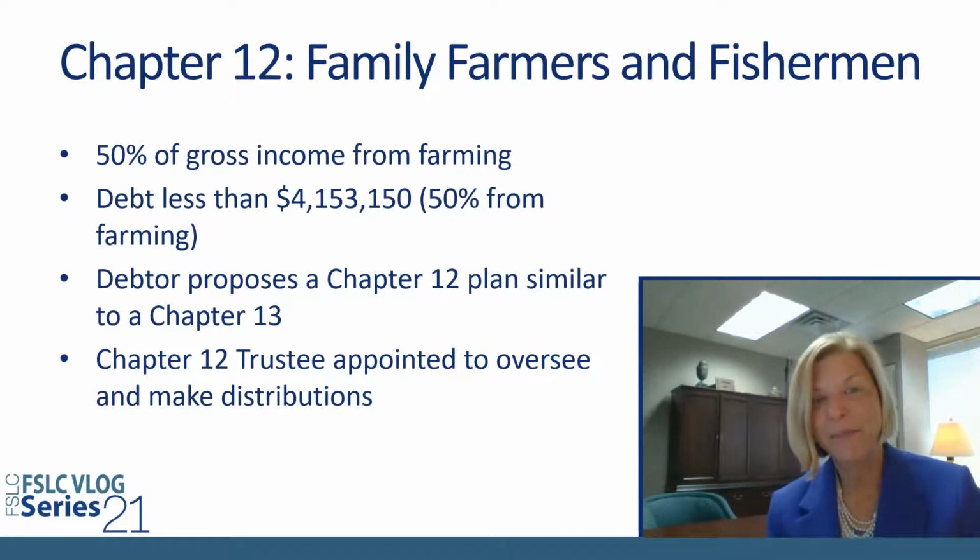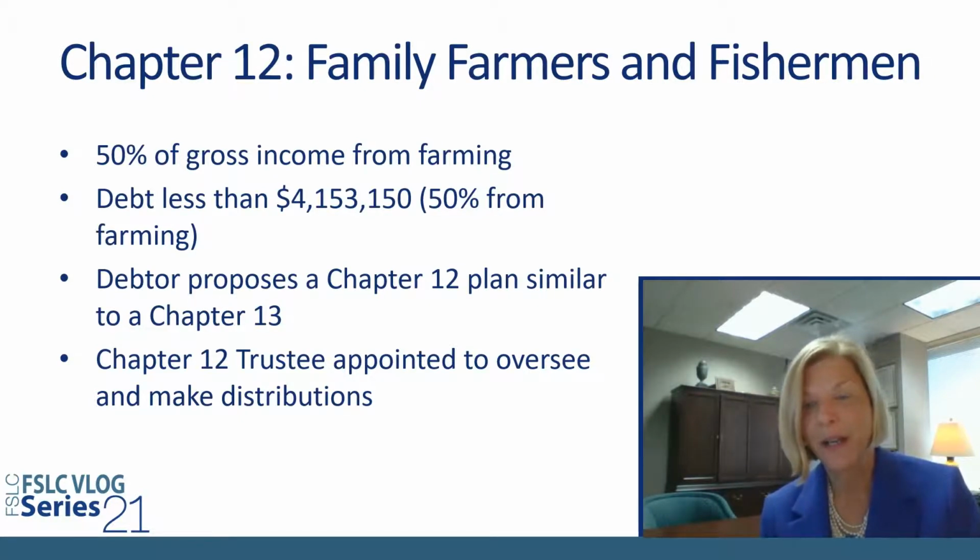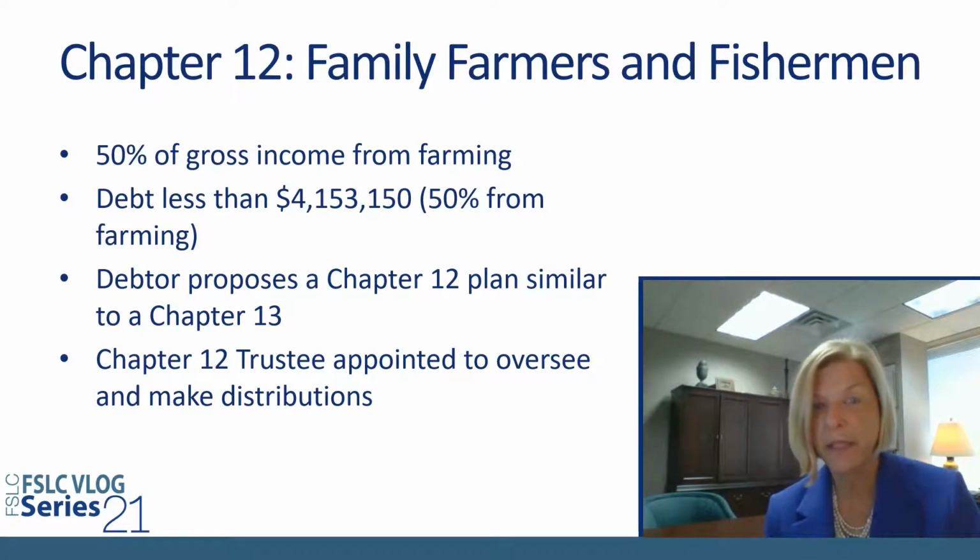Another type of bankruptcy I've talked about is a Chapter 12. Chapter 12 is for family farmers and fishermen. Sureties don't get involved a lot in Chapter 12, but I assume they could. In order to file Chapter 12, debtors must have at least 50% of their gross income from farming. They must have debt of less than $4,153,000, and 50% of that debt must come from farming.